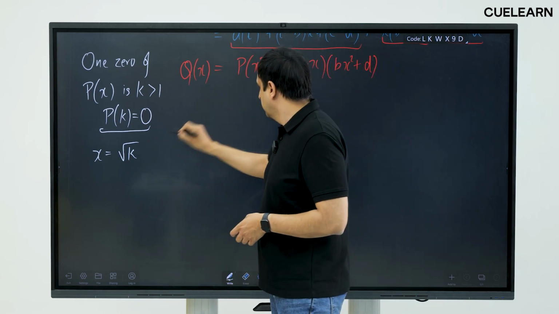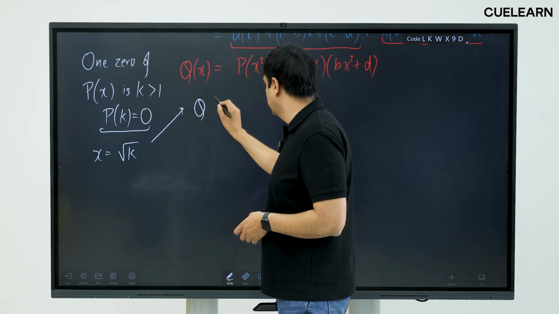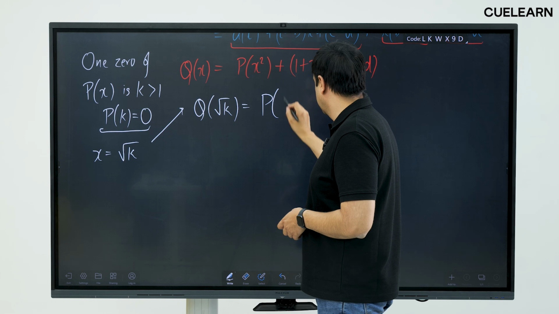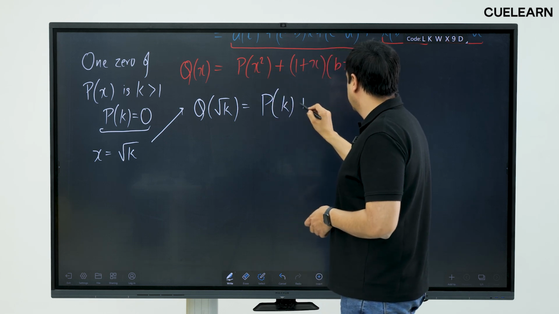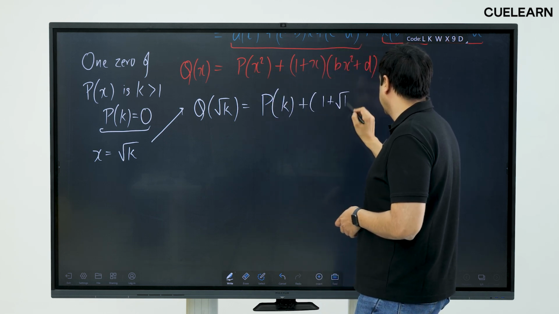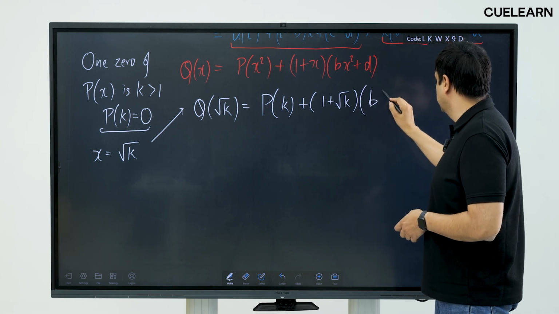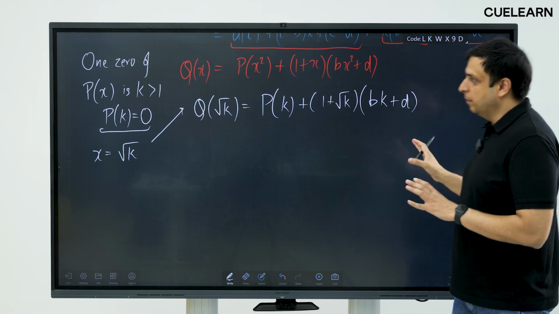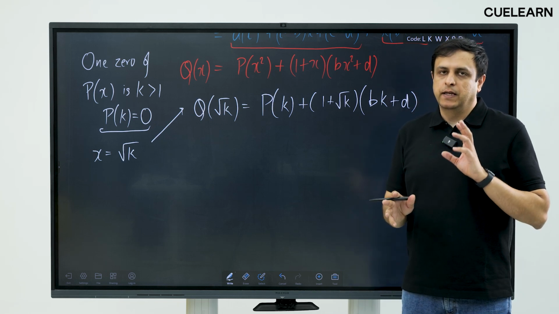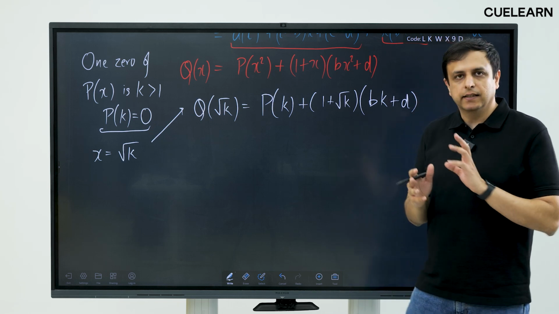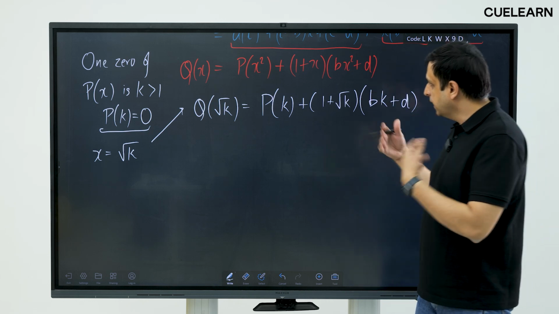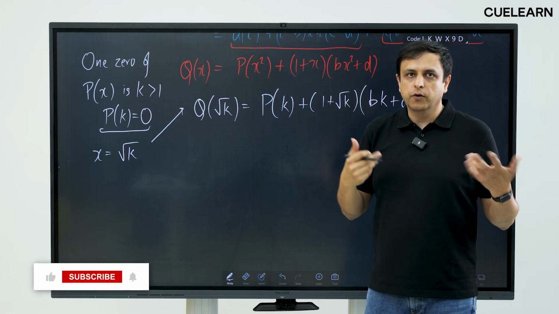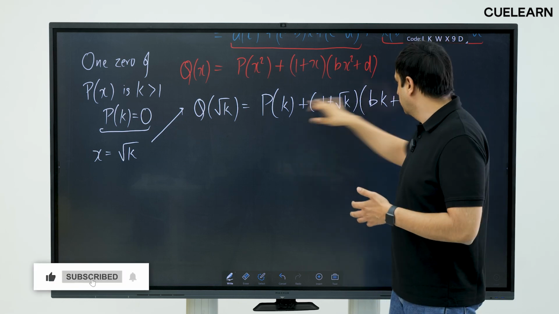So we will get q of root k is equal to p of k, because it's x squared, plus 1 plus root k times bx squared, which is bk, plus d. Amazing. Now remember that I am trying to prove that the polynomial q of x cuts the x-axis at least once, it changes sign. So what else could I substitute into this equation here, so I get another value of q at some point that could be the negative of this?